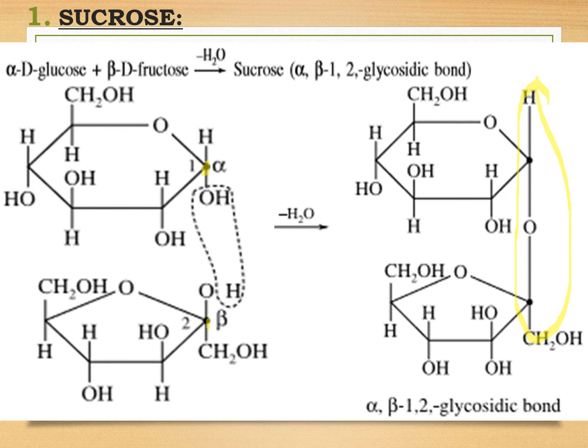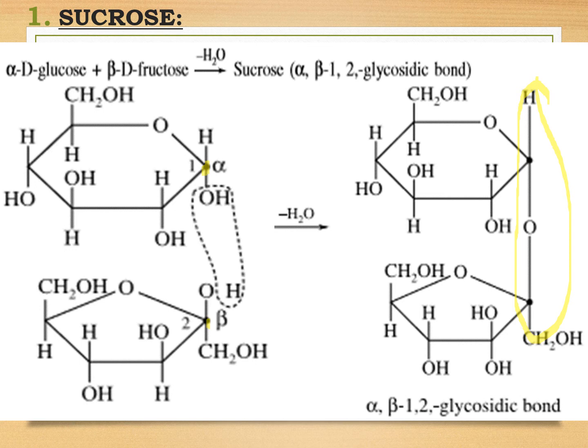You have to remember that the C1 carbon of alpha D glucose is connected to the C2 of beta D fructose. So when this condition is satisfied, the formation of sucrose takes place. Now students, let us study the formation of sucrose.